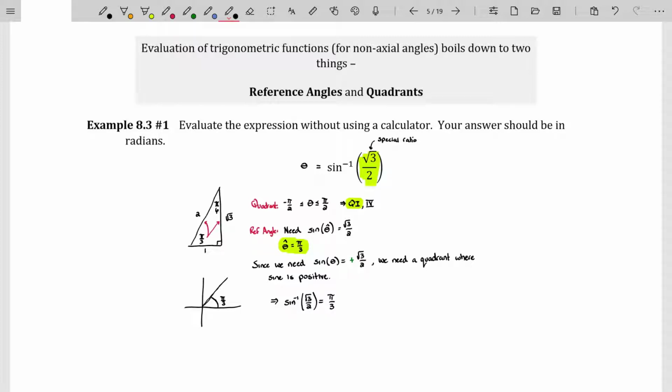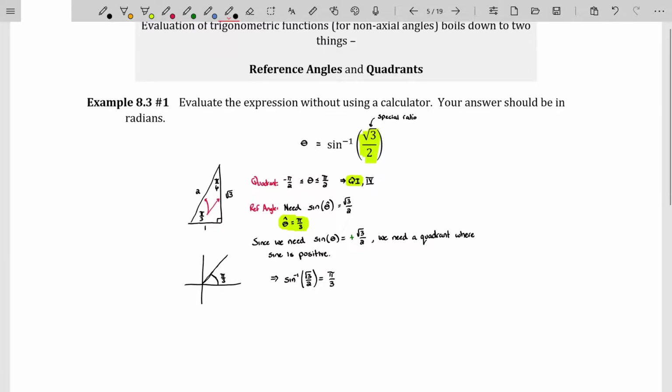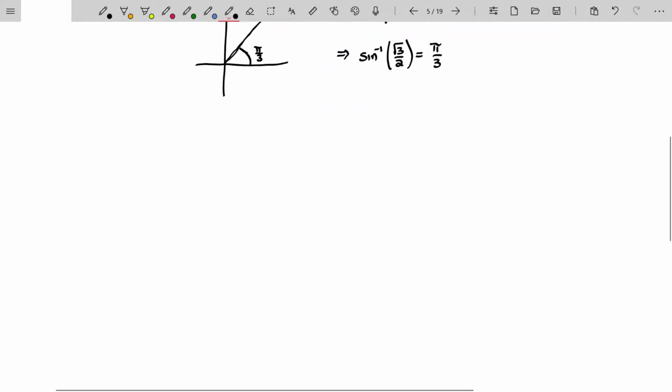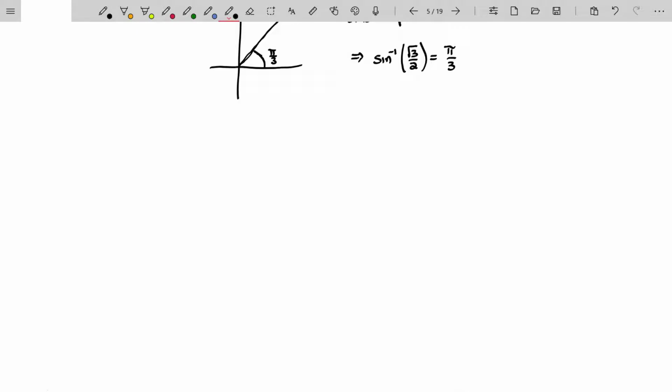So let's repeat this process. I'm actually going to make an example right down below. Let's just make one up, because the next one is not going to be as instructive as this one. So let's go ahead and try a different one. Let's do something with a negative angle or a negative ratio.